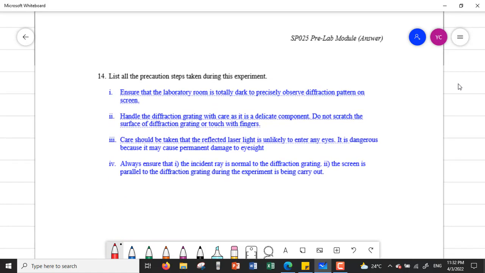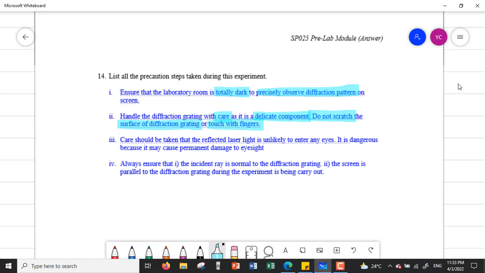Question 14. List all the precautionary steps taken during this experiment. First, we have to ensure the laboratory room is totally dark to precisely observe the diffraction pattern on the screen. Second, handle the diffraction grating with care. This is because it is a delicate component. Do not scratch the surface of the diffraction grating or touch it with fingers.